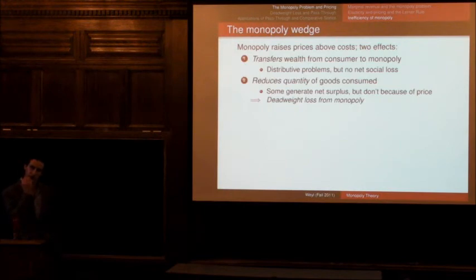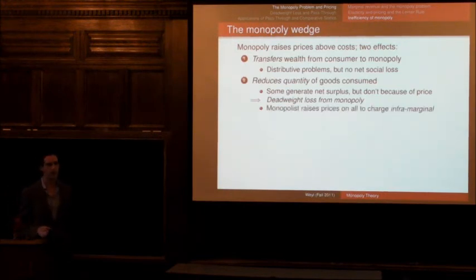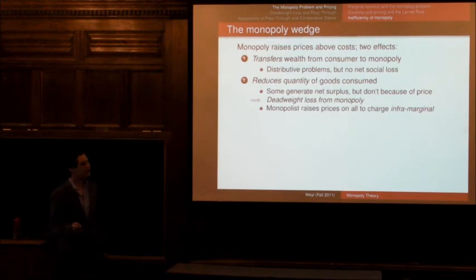And this is what's called the deadweight loss from monopoly. And the key reason, again, is that the monopolist, in order to charge more for his inframarginal units, has to charge more also for the marginal units. And this is not something the monopolist is delighted about, that he's causing all this deadweight loss. In fact, this is exactly what he'd like to avoid.